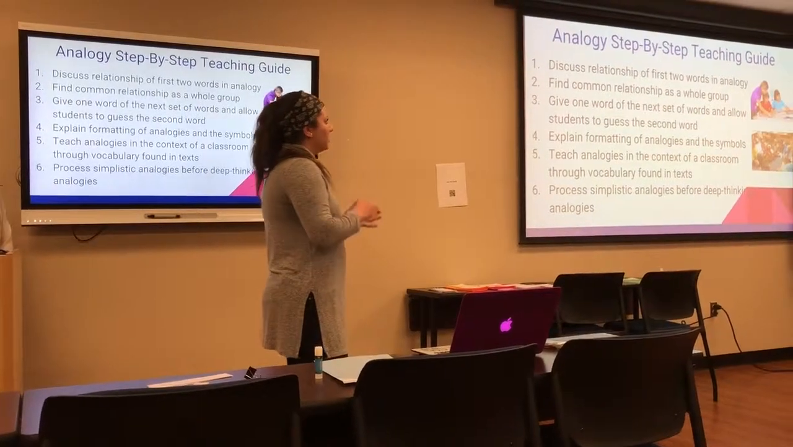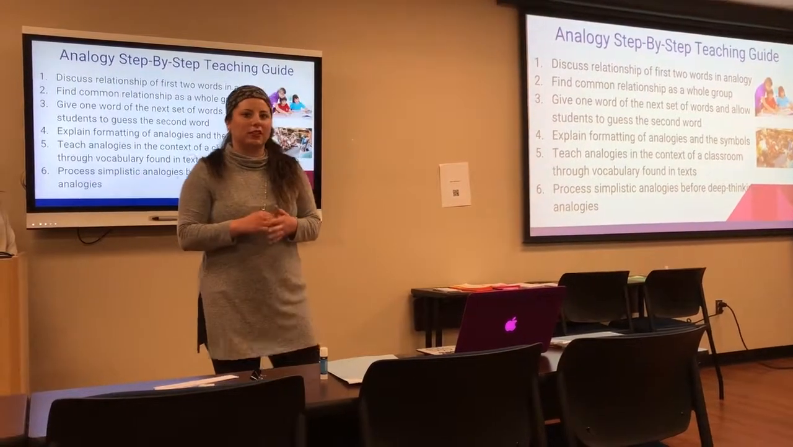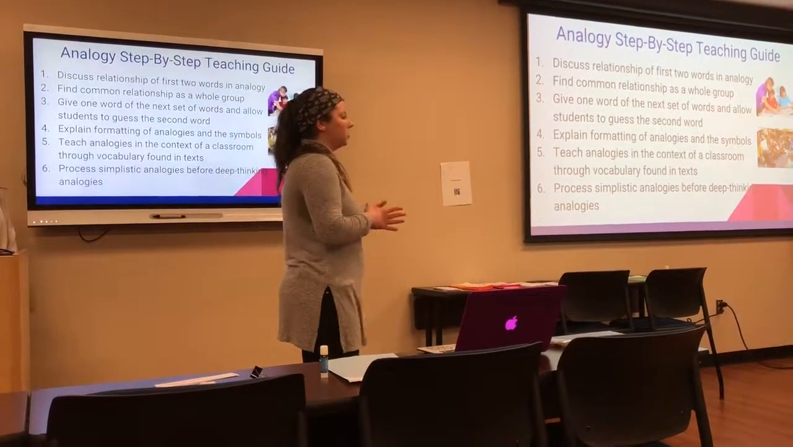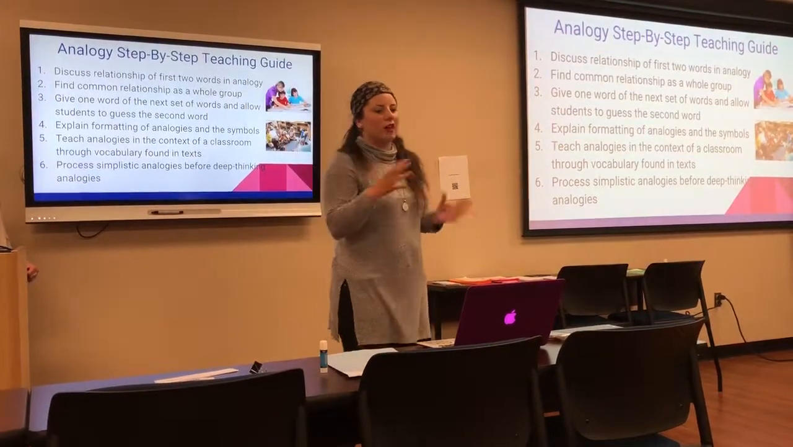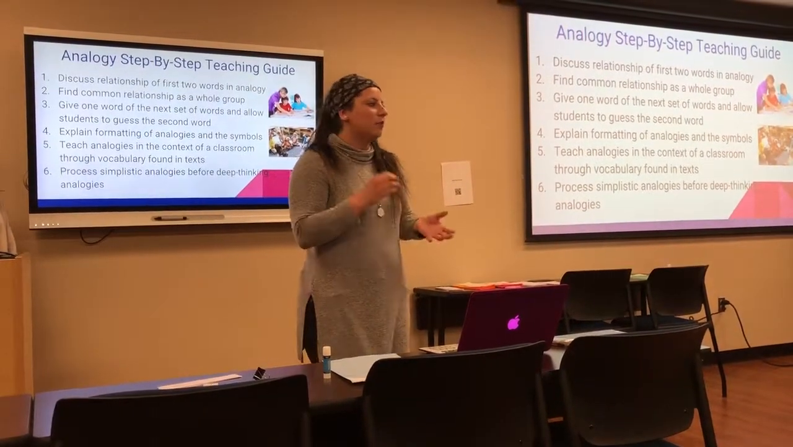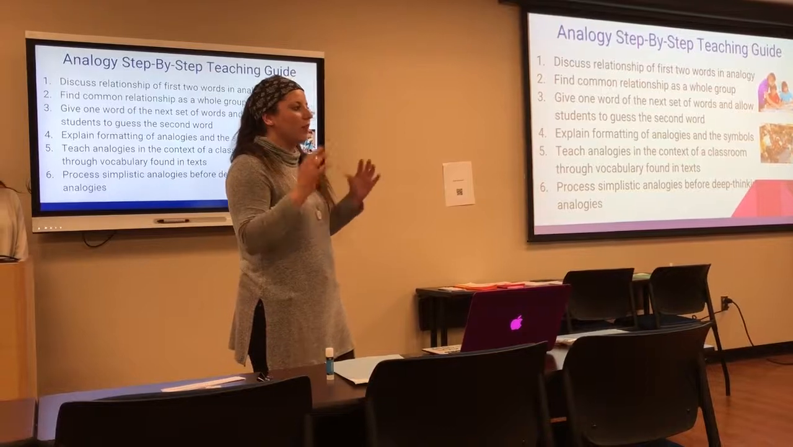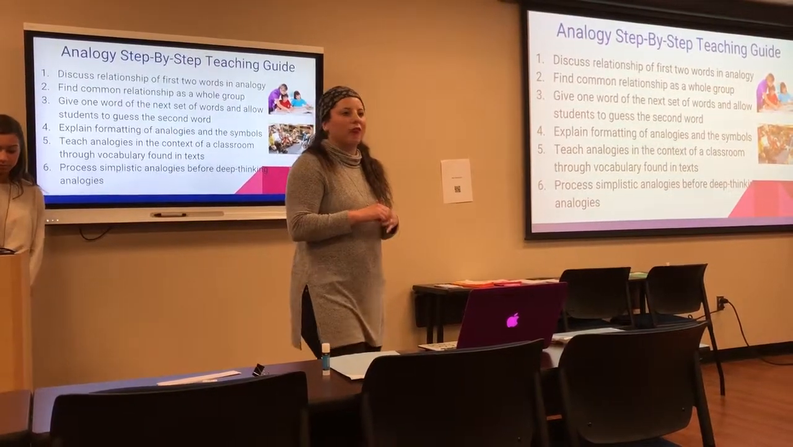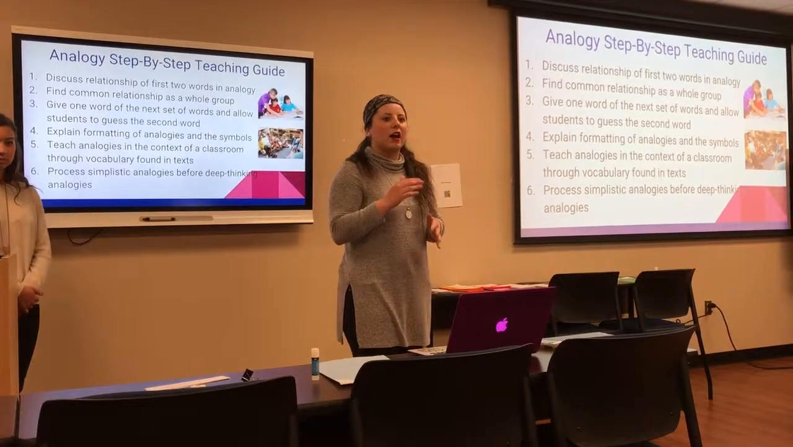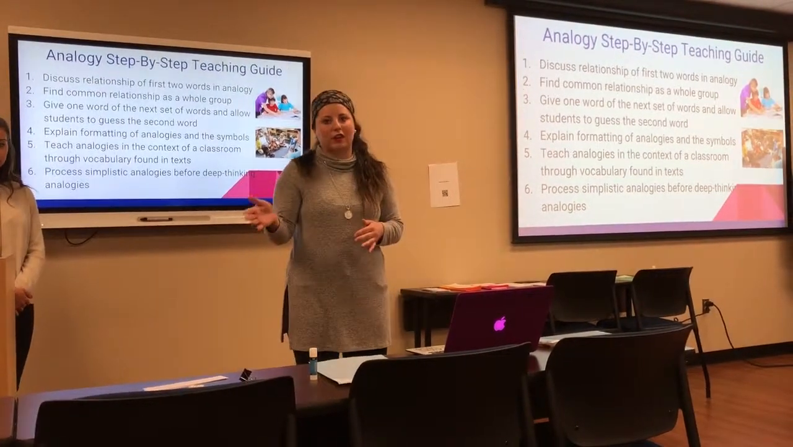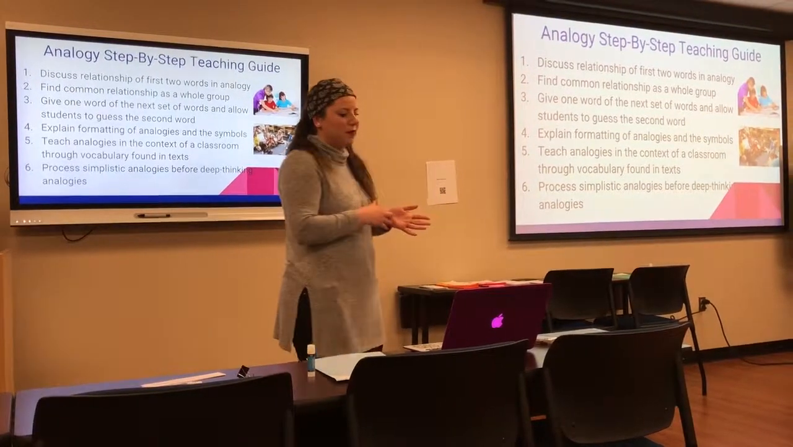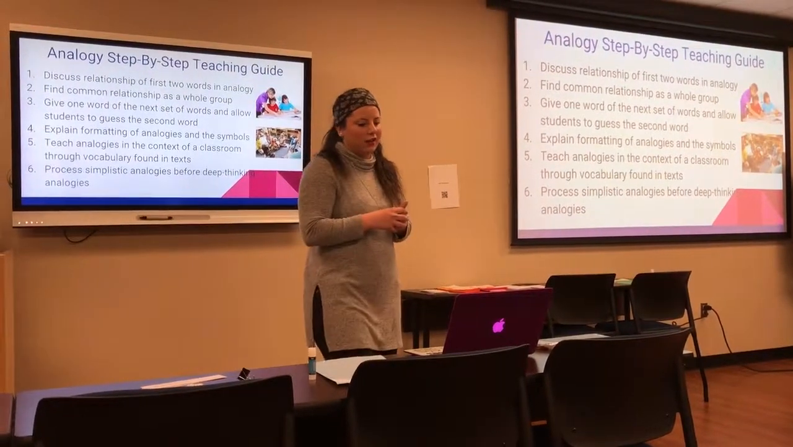The book offers a great step-by-step teaching guide for how to teach these analogies in the classroom. So the first thing to do is to discuss the relationship of the first 2 words in the analogy. So let all the students in the classroom figure out what they think the analogy is, and then come together and find the common relationship that everyone agrees upon. And then, after the 2 words in the first set are given, give 1 word of the next set, but not the last word, and allow the students to kind of come up on their own what they think that word might be based on the relationship that they already found.